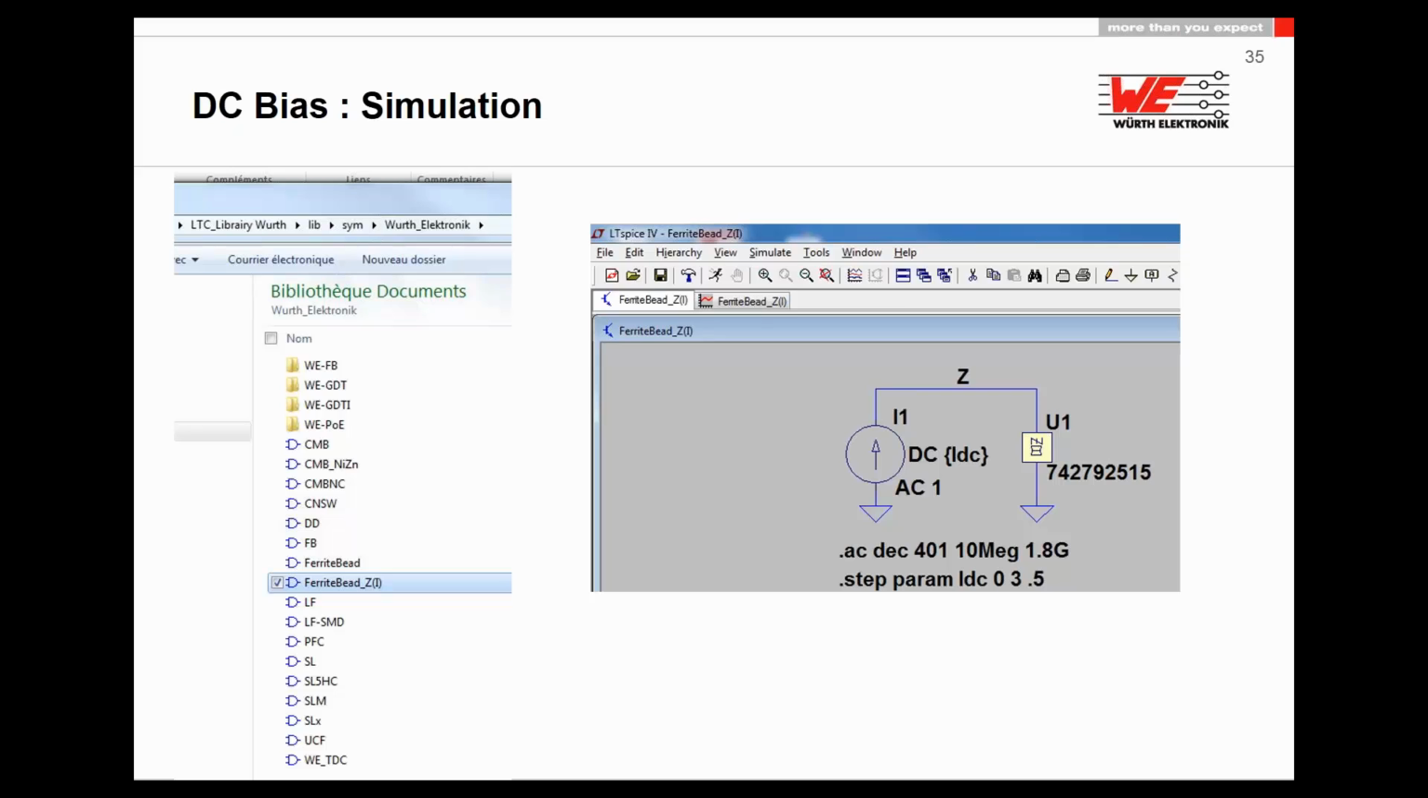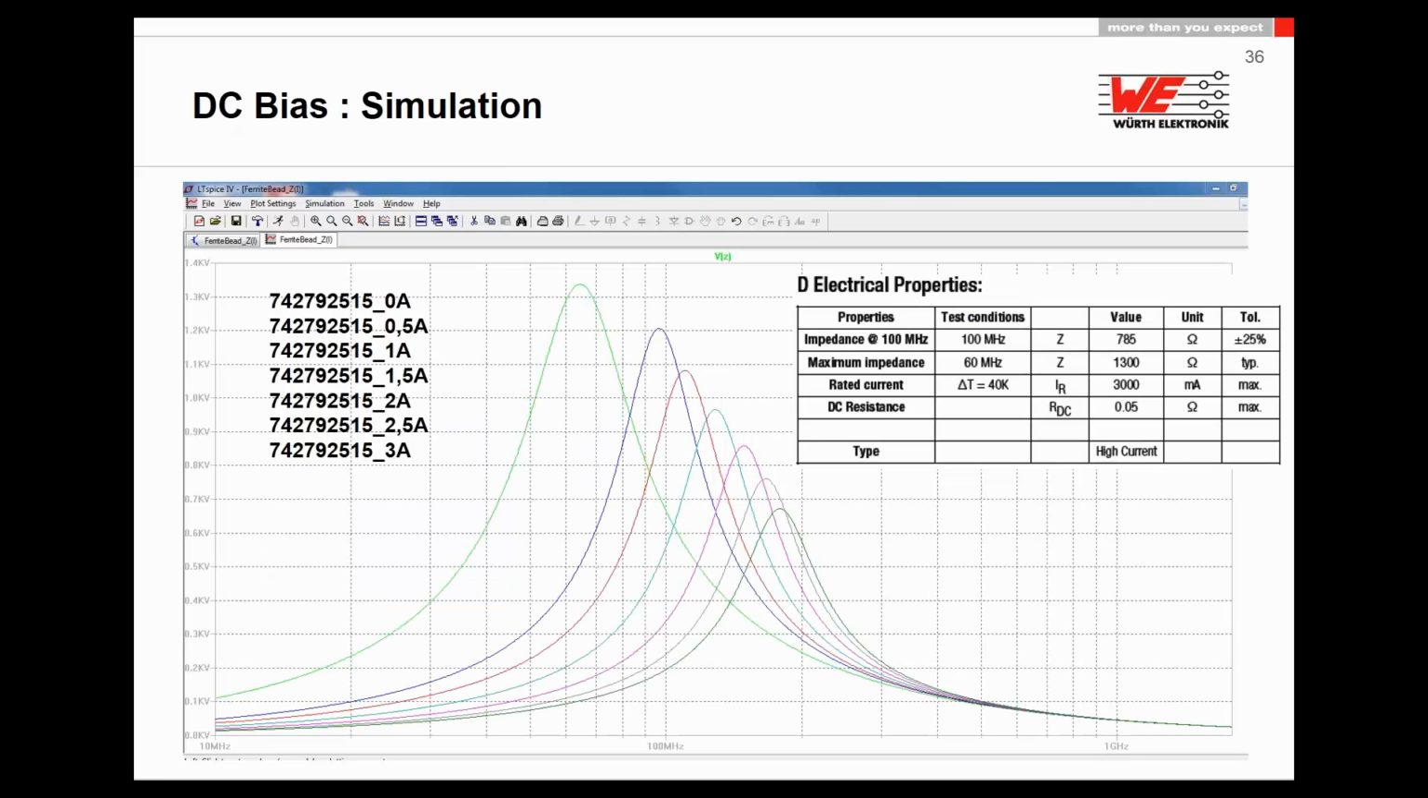This model contains all the ferrite beads which have 1 amp or higher current rating, and you can see in the simulation actually measured values in 401 measurement points from 10 meg to 1.8 gig. This is guaranteed calibration from Agilent, now Keysight, with a step parameter from 0 amp to 3 amp in 500 milliamp steps. All these values you will find in this simulation software. And this is one example.